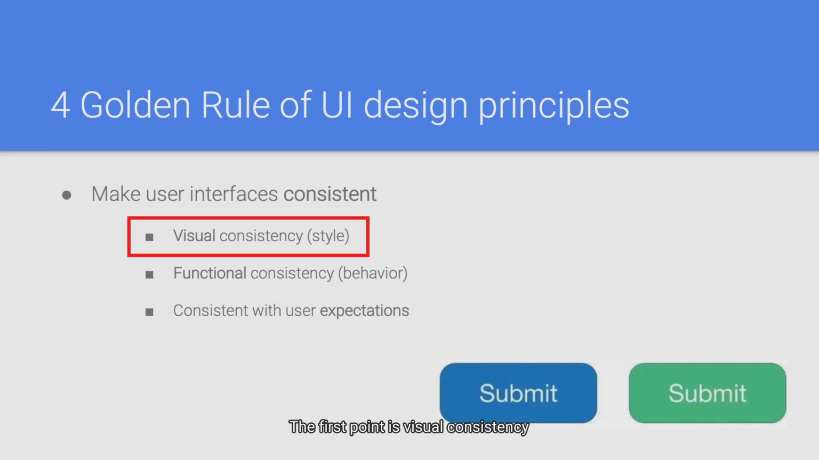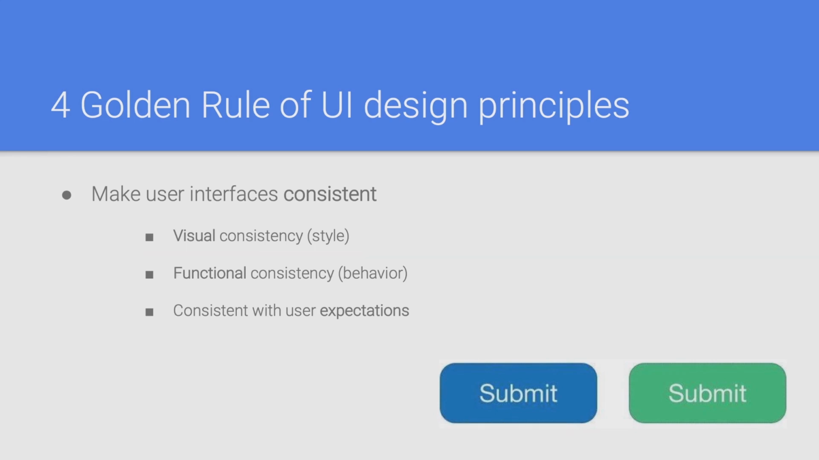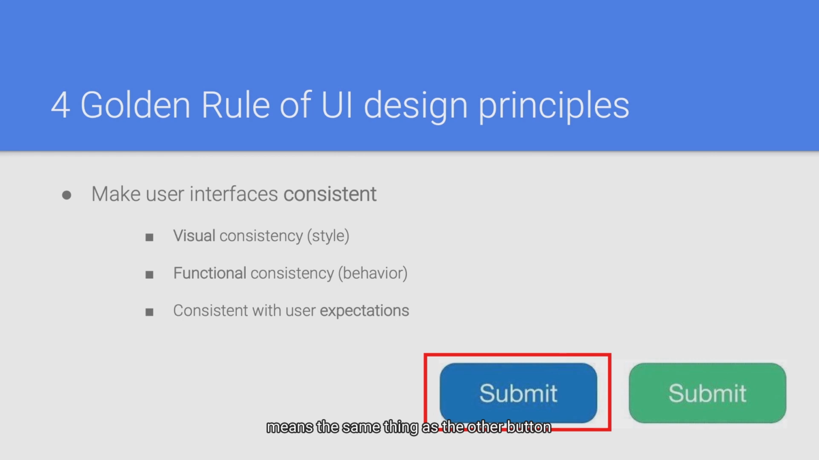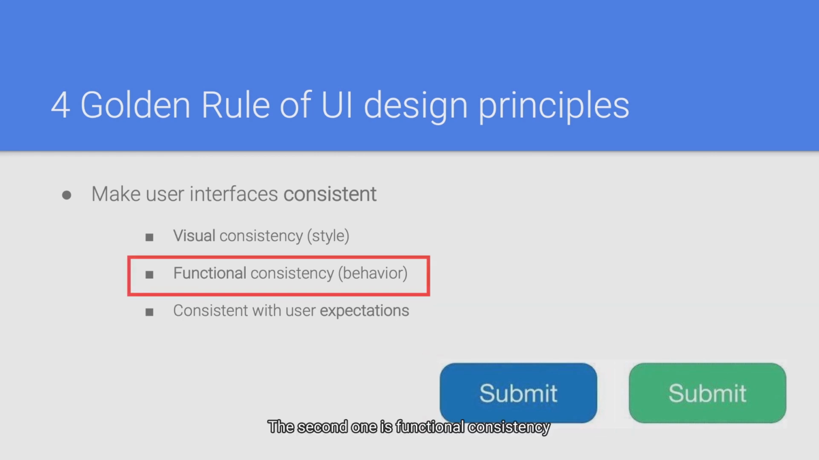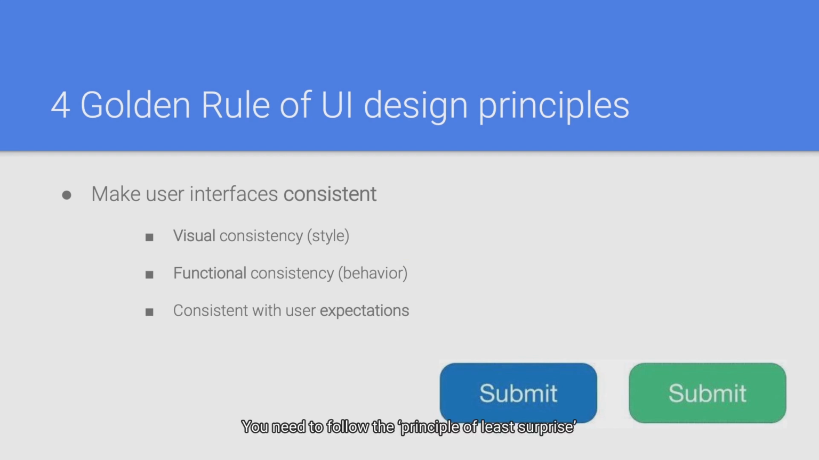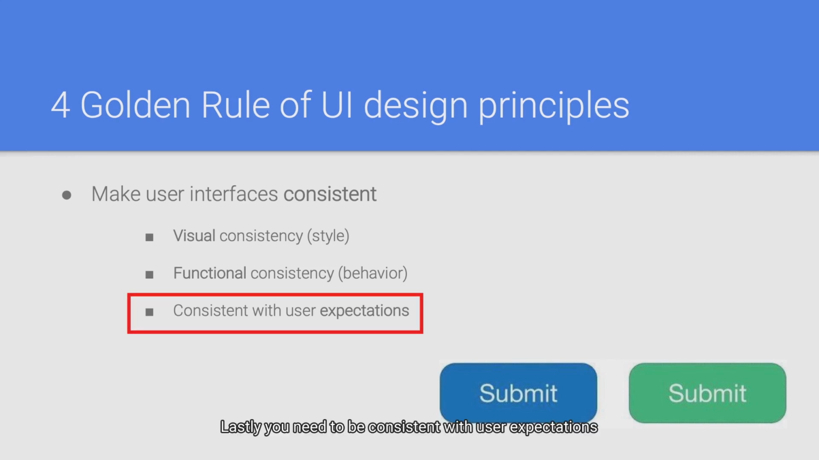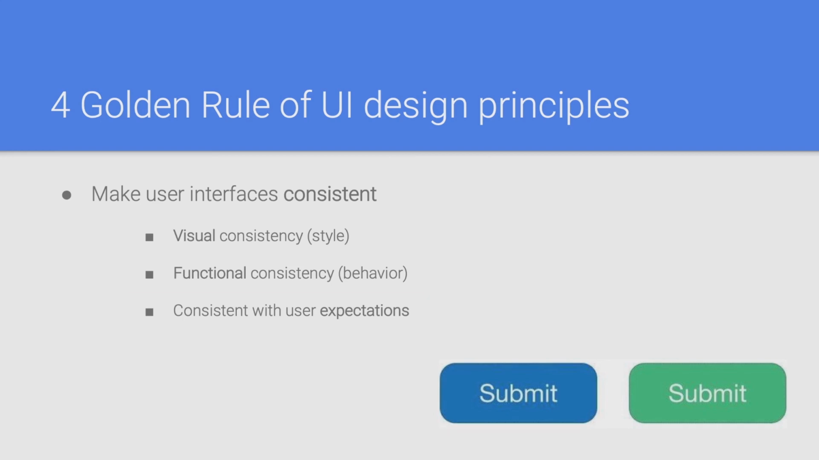The first point is visual consistency, which is concerned with the style of the interface. Avoid using different styles for elements on different pages of the site. Users should not have to wonder whether a button like this means the same thing as the other button. So the second one is functional consistency, which is behavioral interaction. You need to follow the principle of least surprise when designing user interface to prevent user confusion. And lastly, you need to be consistent with the user's expectation.